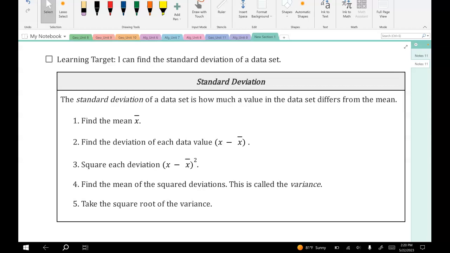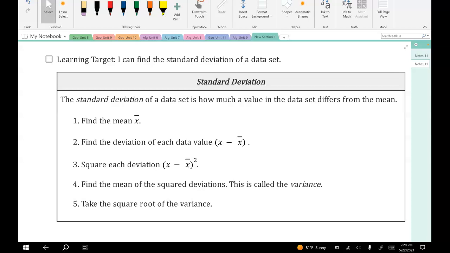So what standard deviation does, okay, we're going to find our middle point, then we're going to figure out on average how different are we from the middle. And there's a few steps that we're going to do this. And then it's basically filling in a big chart.